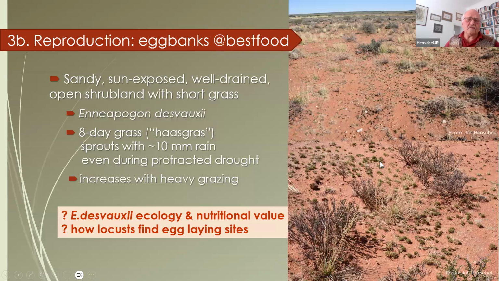However, the ecology of this grass and its nutritional value is unknown. We scoured the literature and there's been hardly anything because it's not for livestock, it's not a valuable grass. So it has largely been ignored, even though it is widespread across the whole Karoo. And also what we don't know is how do the locust females find these laying sites, and also the males, because they mate on these egg banks.